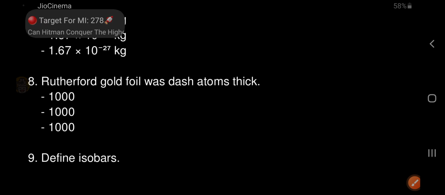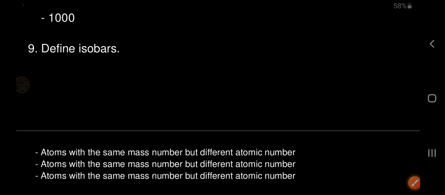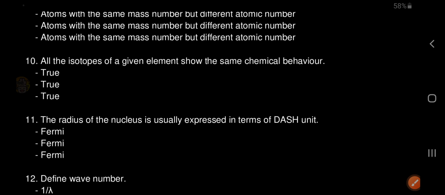Rutherford gold foil was dash atom thick. 1000. Define isobars. Atoms with the same mass number but different atomic number.